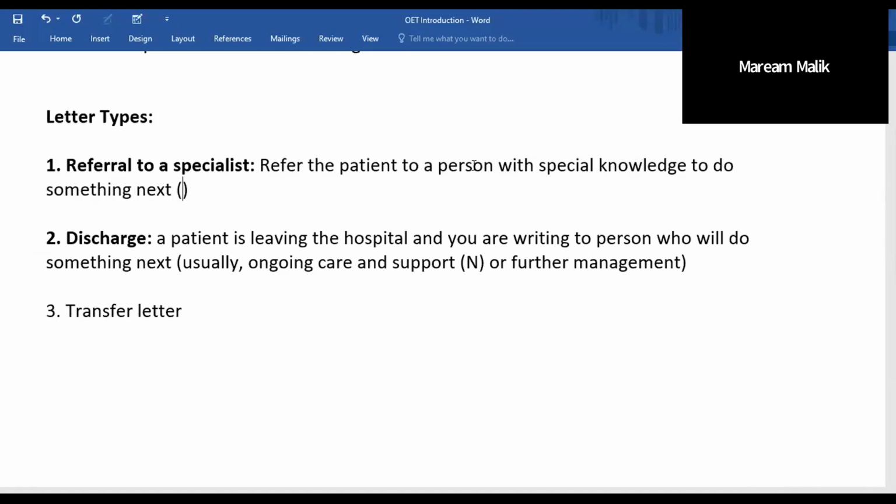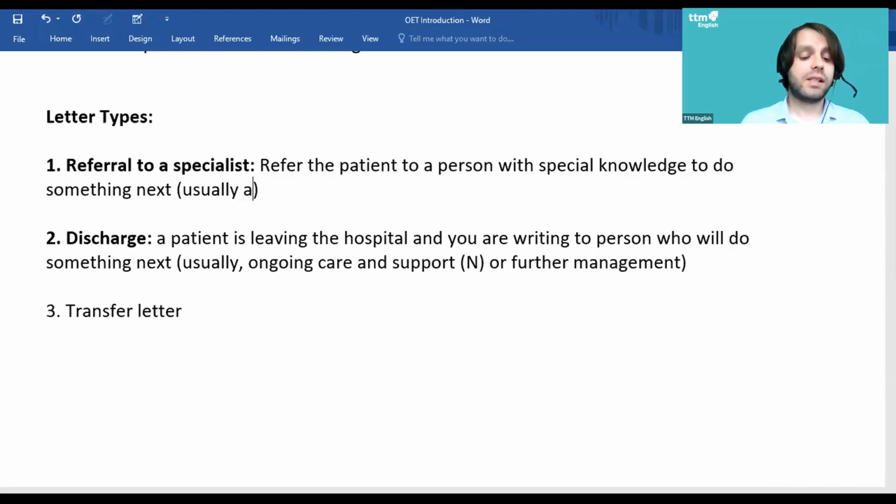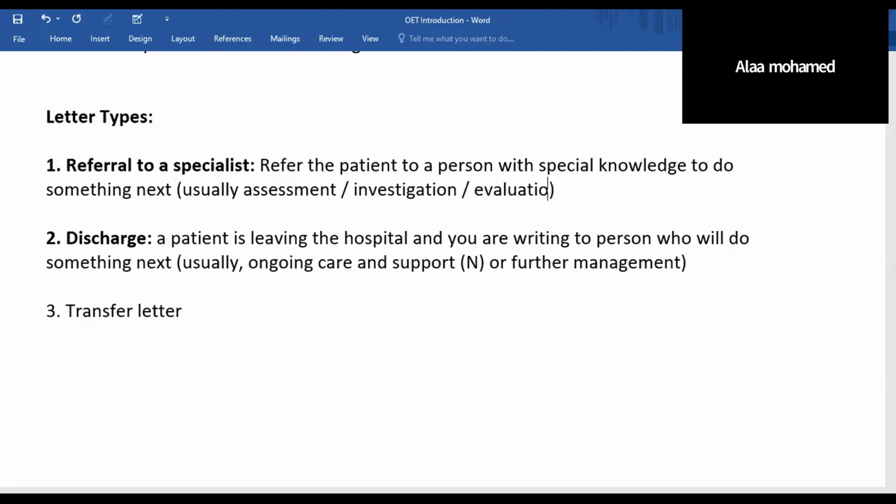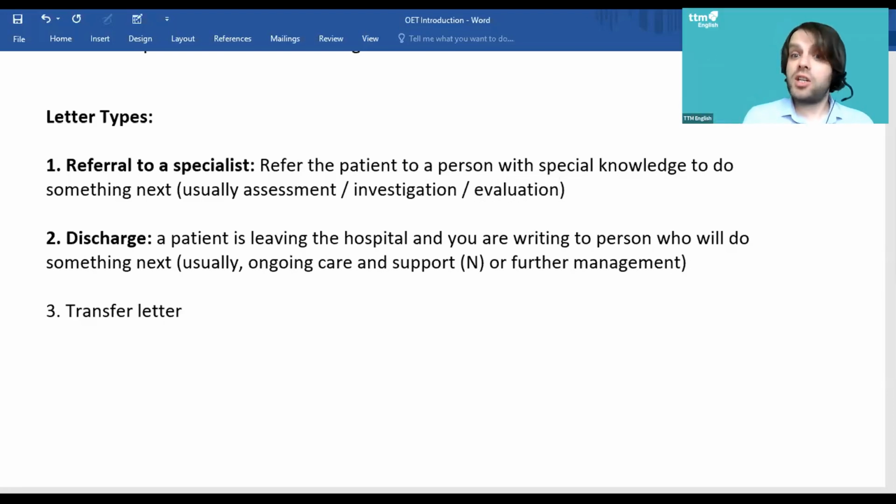Further management, maybe. It can be management, but it's usually investigations, assessment, evaluation. Or definitive diagnosis. It could be management, it could even be treatment. But usually a specialist has special knowledge, so usually they're assessing. Usually, but not always, as I said before.